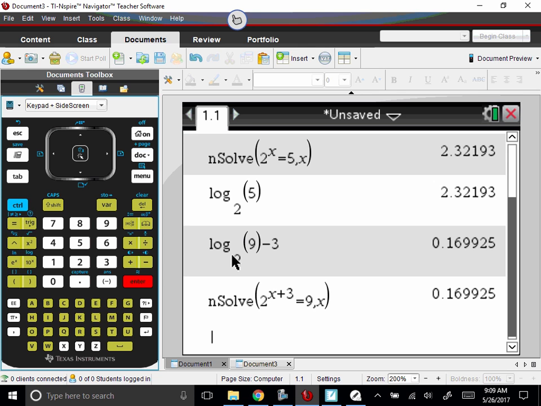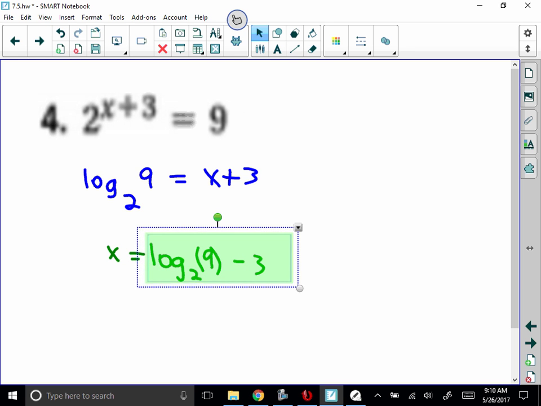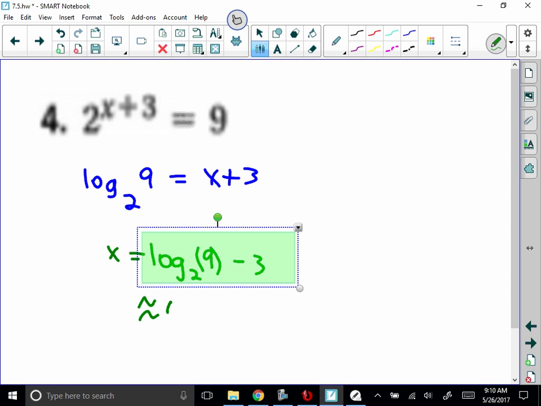On the homework, I would be ecstatic with this answer: log base 2 of 9 minus 3, because that's the exact answer. The second you approximate that, you have to say the answer is approximately 0.1699. So, true.